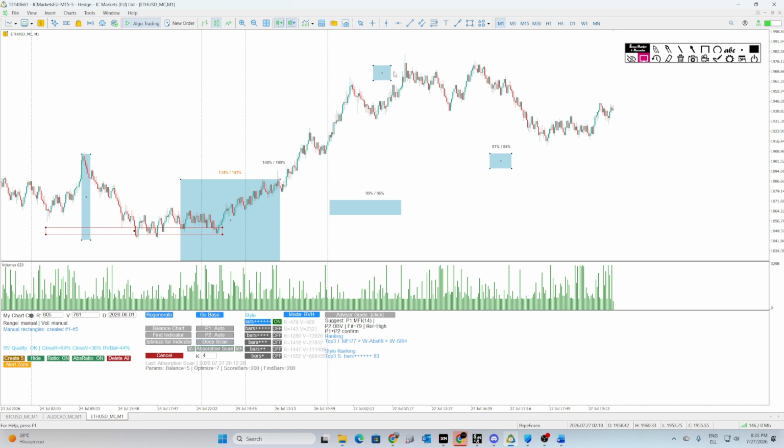Now the next rectangle, I can put it anywhere I like. For example, up to here. All right, and then the next one. Where do I see rectangles? When do I see high volumes? Right here. Okay. If I want to be exact, I can just go down here and put it exactly on the volumes.